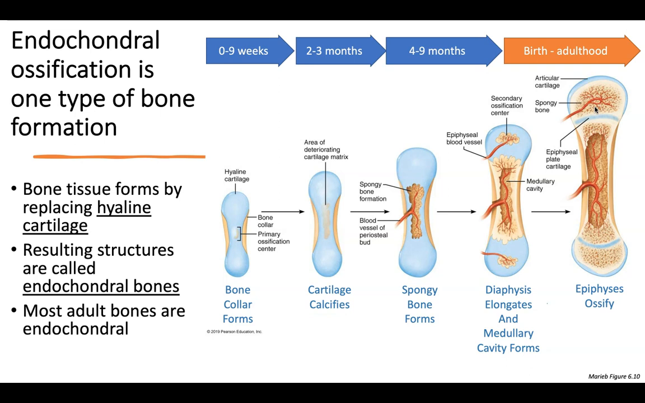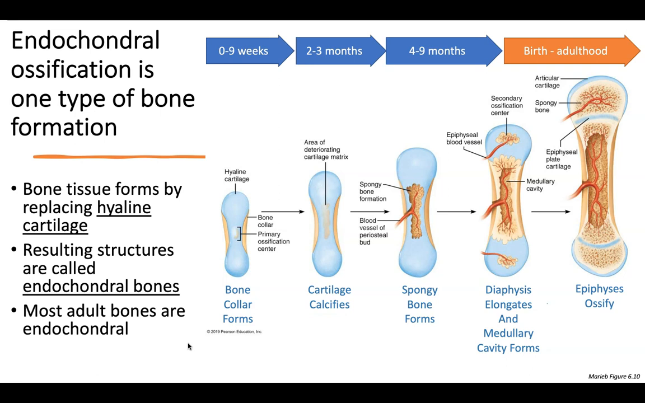So let's start with this developmental process. First we have a type of ossification called endochondral ossification. This is one type of bone formation. What I hope you'll see is that most of this endochondral ossification is occurring prior to birth. So we have bone tissue formation through the replacement of hyaline cartilage. And the resulting structures are called endochondral bones. It turns out that most of our adult bones are actually endochondral.